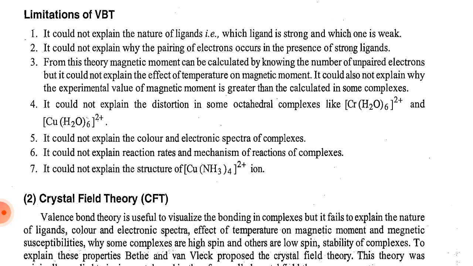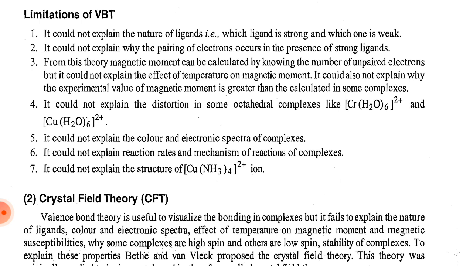Limitations of VBT, valence bond theory. First, it could not explain the nature of ligands, that is, which ligand is strong and which one is weak. Second, it could not explain why the pairing of electrons occurs in the presence of strong ligands. Third, from this theory, magnetic moment can be calculated by knowing the number of unpaired electrons, but it could not explain the effect of temperature on magnetic moment.